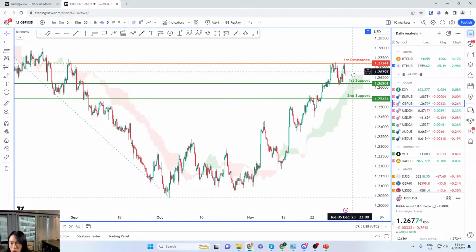So if I were to trade pound dollar, I will wait for the price to be more certain, not somewhere in between. So I would wait for the price to either move to the first resistance level or the first support level to determine my entry level, whether I would long or short this currency pair.